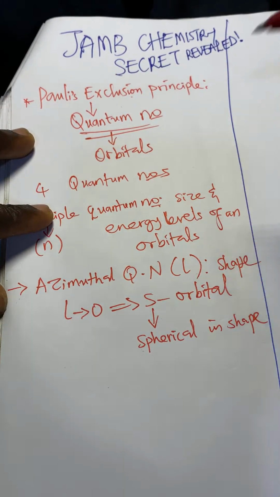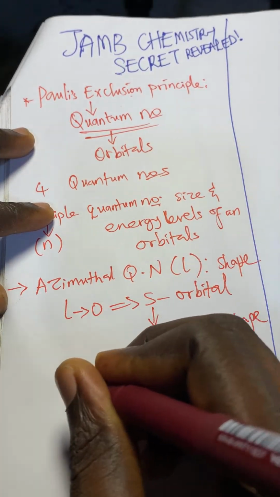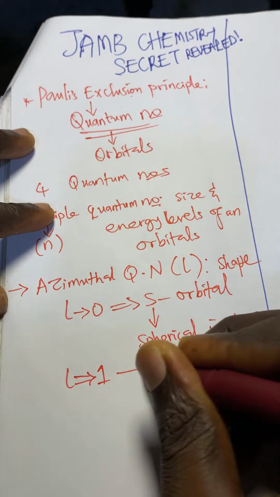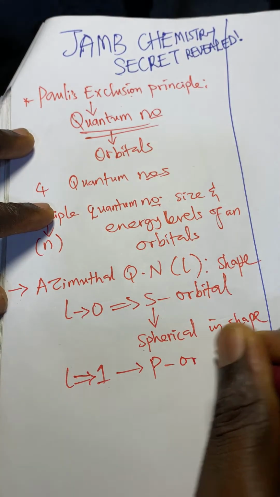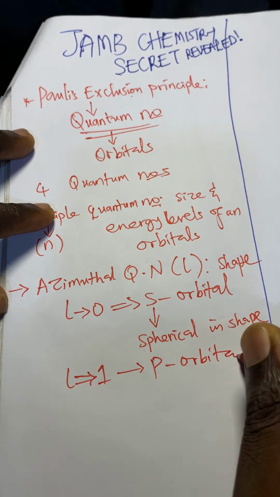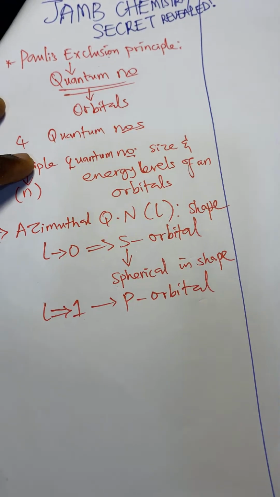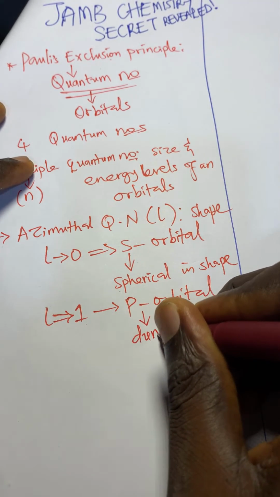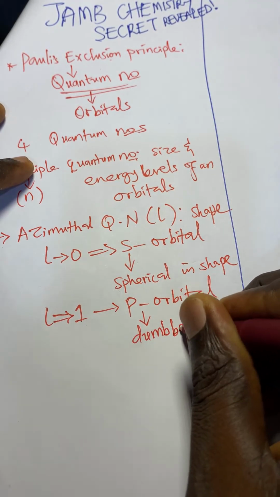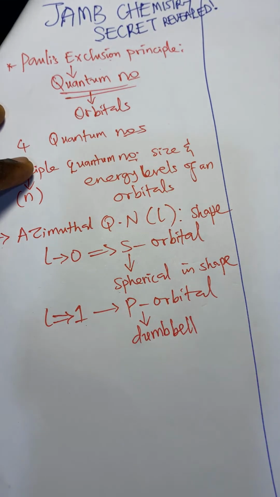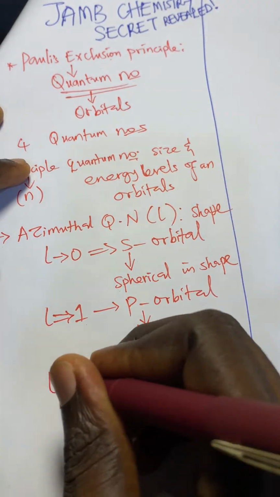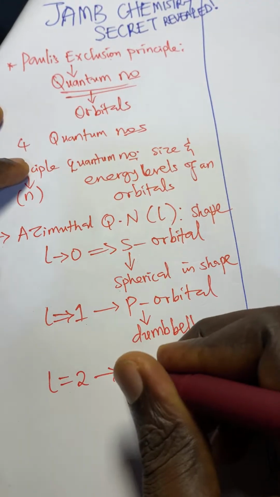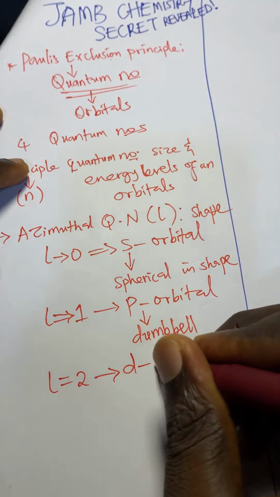Now when we talk about a value of l equal to 1, it stands for the p orbital. And the shape of the p orbital is dumbbell. It is dumbbell in shape. And of course, at l equal to 2, we talk about the d orbital.